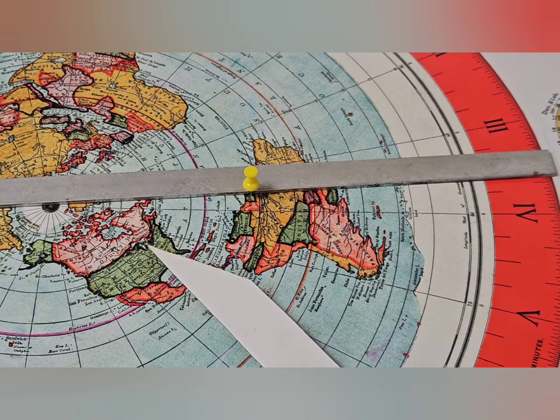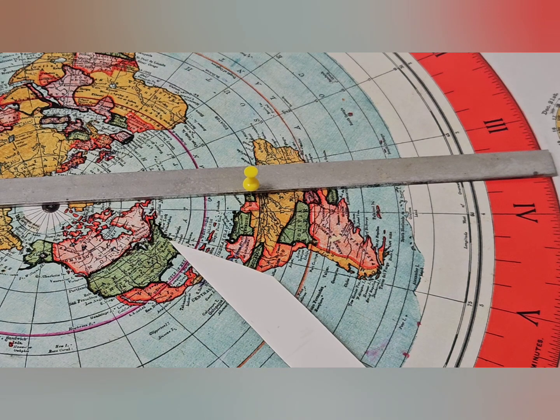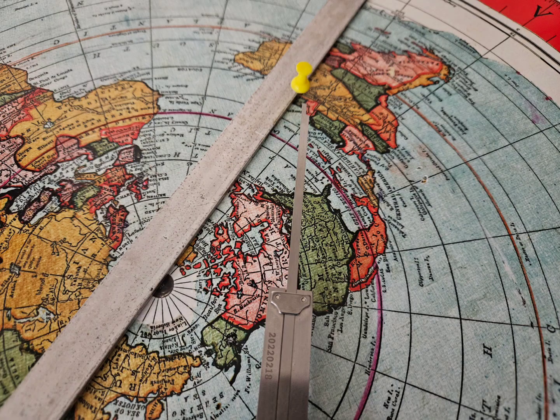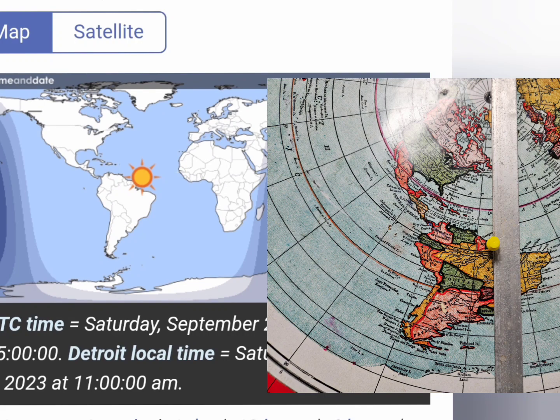Now here's Michigan, right here, and here's West Virginia. And let's see how it lines up. Okay, here's Michigan and West Virginia. We line them up. It's a tiny little map, and you can see we're not too far off. Okay, now let's compare our triangulation with dateandtime.com. It looks like we're pretty dang close.